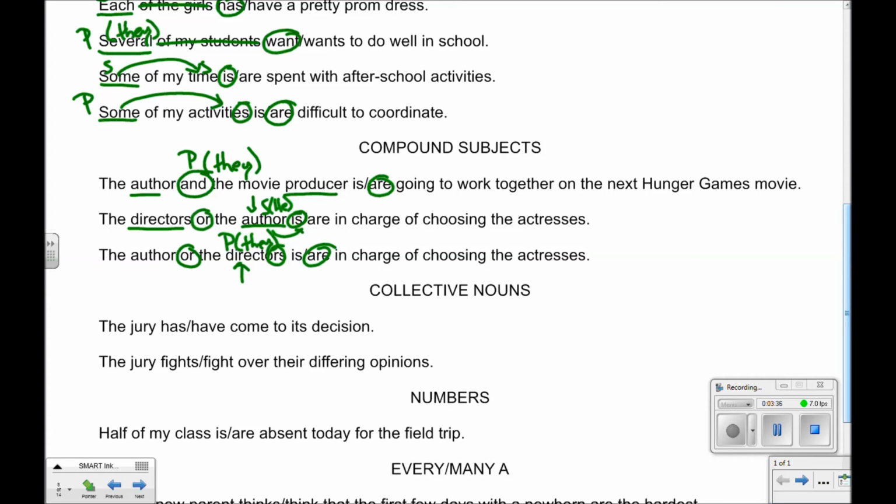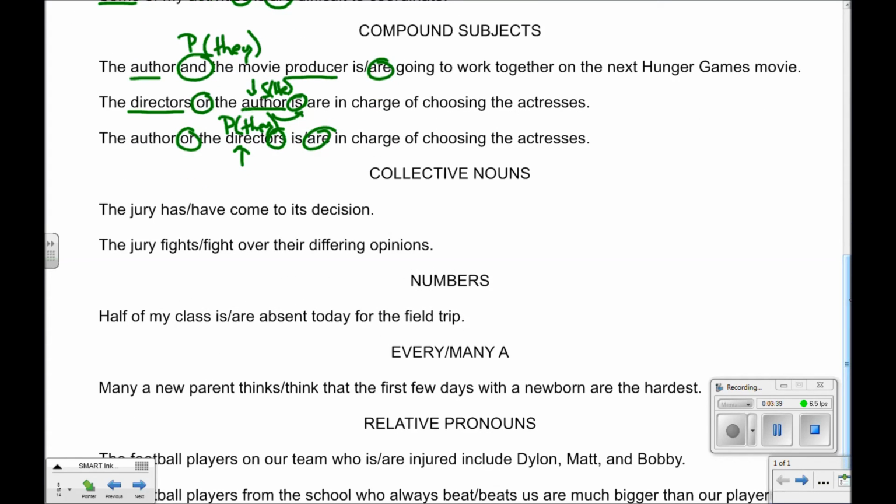Collective nouns can be the trickiest of the 7 tricks. Jury. In both of these examples, my subject is jury, but we have to look at how the noun is functioning, and you look for other clues in the sentence. In this case, jury is coming to its decision. I have one decision, and I have a singular pronoun with it, so I know that jury then is singular, so I would plug in he.